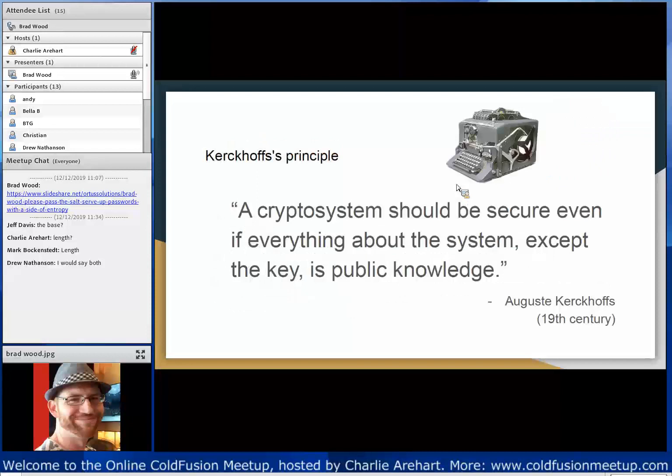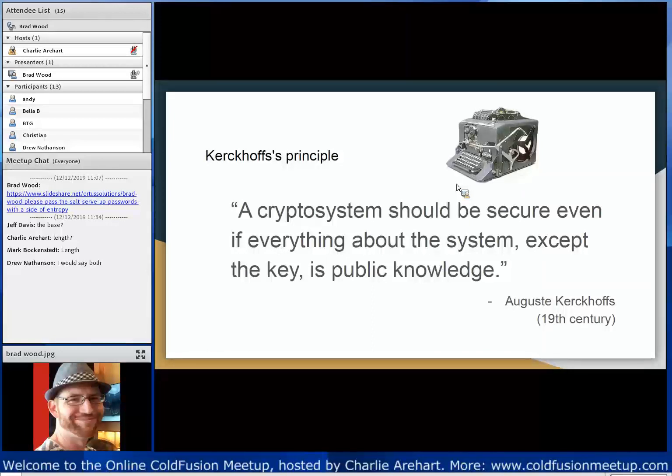I also like this quote. This is from Auguste Kerckhoffs. I don't know exactly how I'm pronouncing that. This guy was around in the 19th century, and he created cryptographic systems that predated electronic computers. What's pictured there is actually one of the units that he worked with, and they were purely mechanical, which I just think is fantastic.